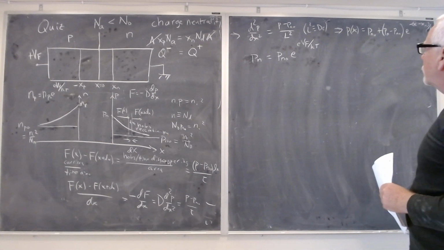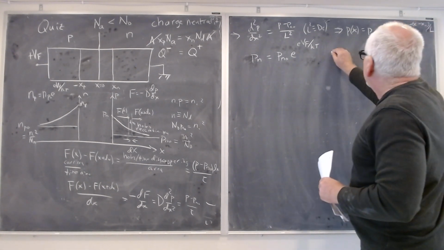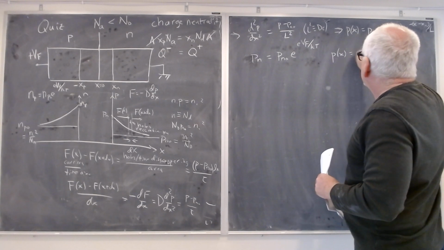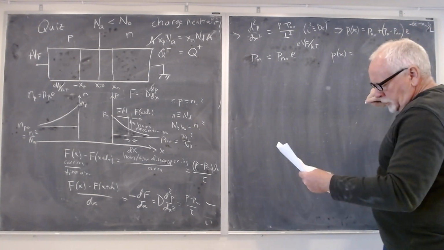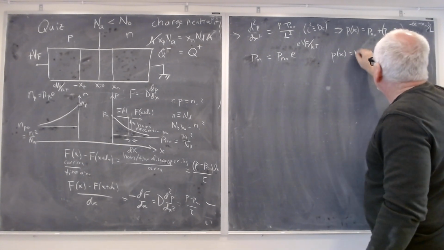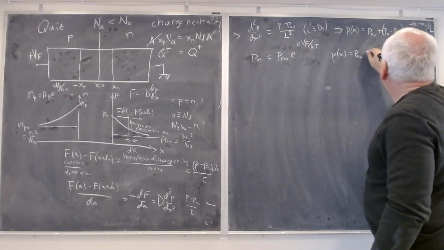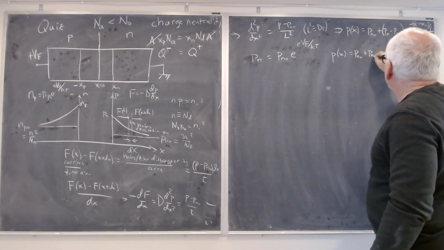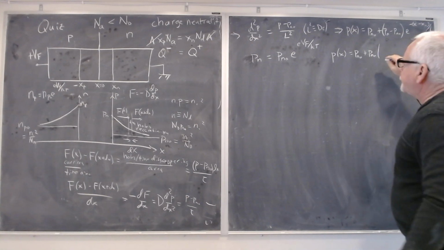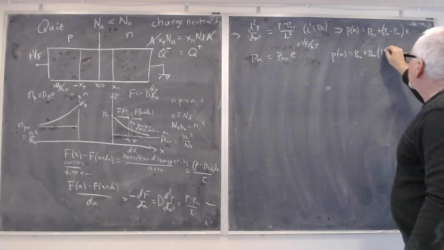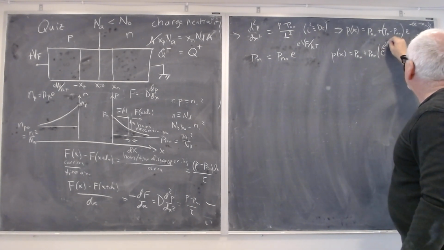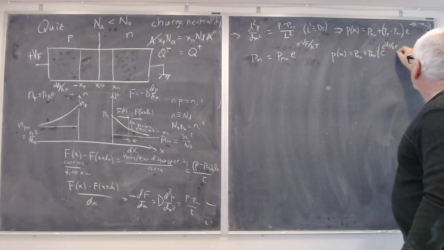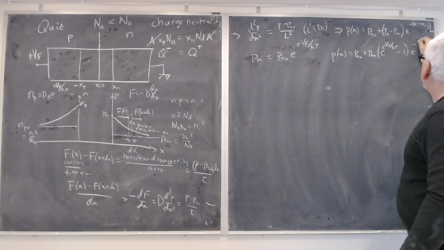All right, so if I plug this in, then P of x is equal to Pn0 plus Pn0, because of the Pn there, times e to the eVF over kT minus 1, times e to the negative x minus xn over L.